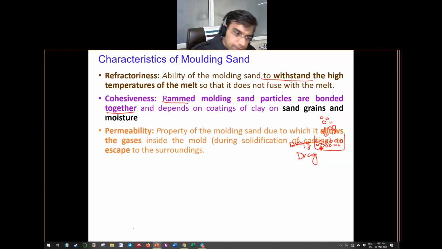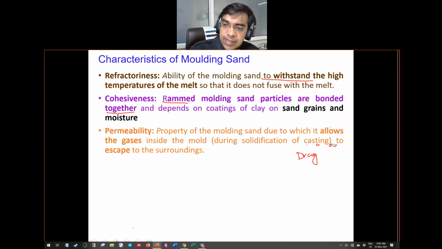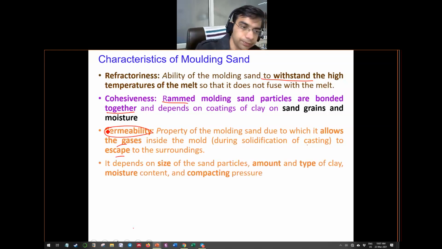Next is the permeability. Permeability is basically the property of this sand to allow the molten gases to pass. All these gases which are absorbed in the molten material have to be removed, and the sand has this property of allowing these gases to escape out to the surroundings. This property of the sand is known as the permeability. Permeability is also a function of sand particle size, the amount of clay, the moisture content, and the compacting pressure which is used during ramming.